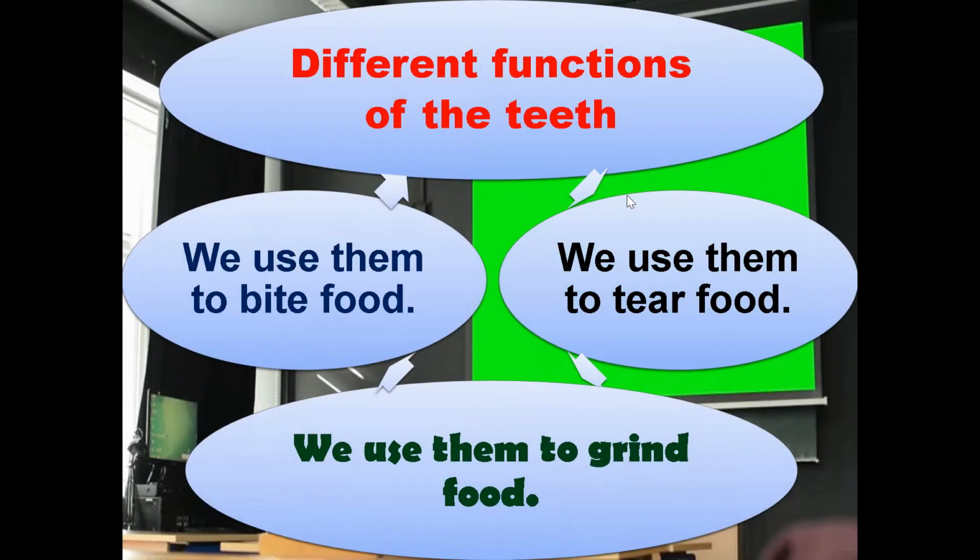We have the diagram here for different functions of the teeth. We use the teeth to bite food. This is the first usage. We use them to bite food. We use them to tear food. We use them to grind food. And these are the three functions of our teeth.